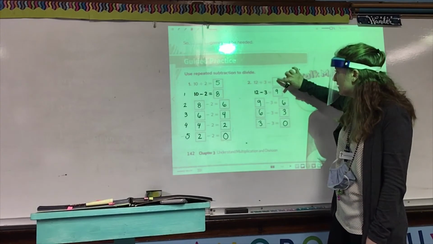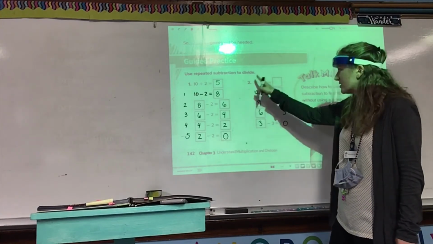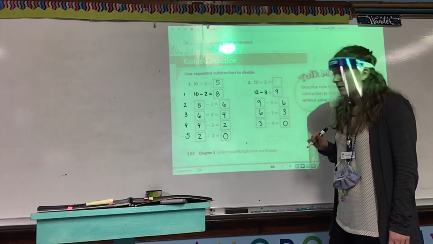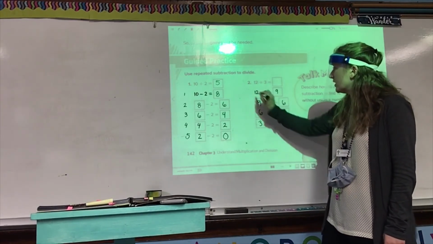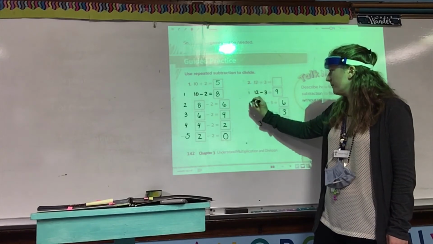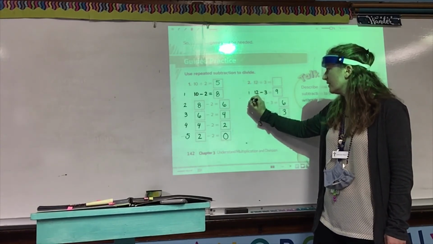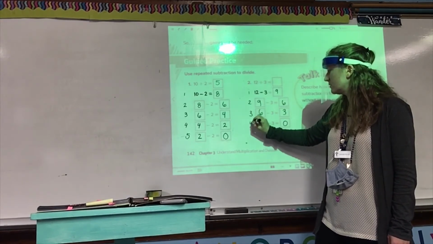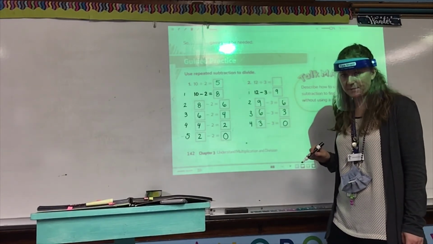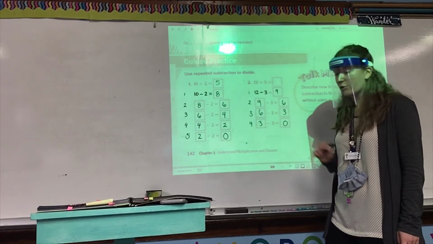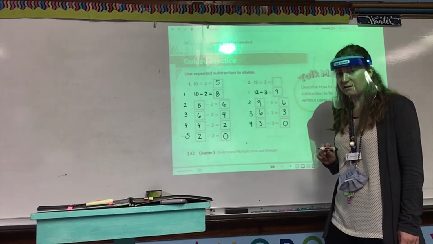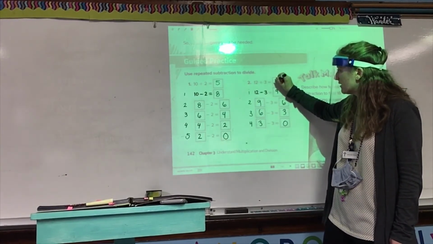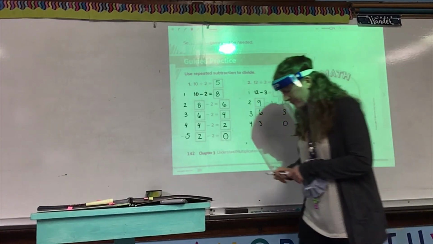Now how do we figure out our quotient? We have our dividend, our divisor. We need our quotient. We count how many times we subtracted. Good. So we subtracted 1. Count with me, Smith. 2, 3, 4. How many times did we subtract? 4 times. So there are how many groups of 3 in 12? 4. Which means 12 divided by 3 is? 4. Very good.